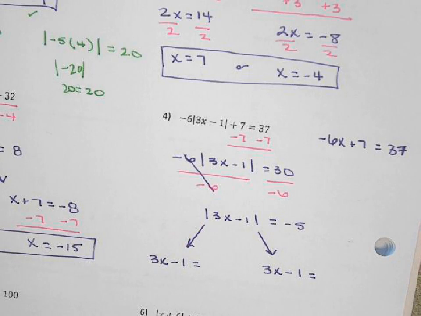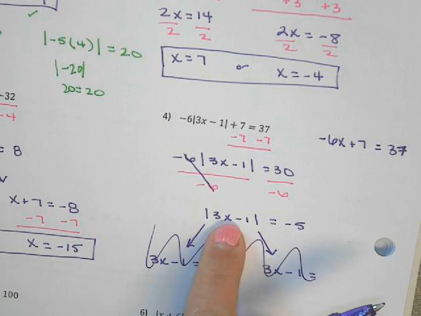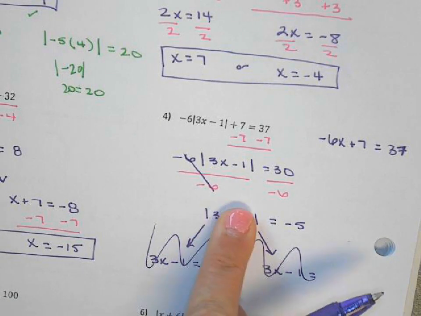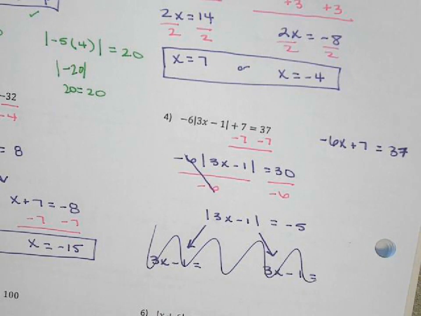Oh, wait a minute. I don't have to go any further. Why don't I have to go any further here? It's a negative. I don't need to worry about any of this because, whatever I plug in here, can I take the absolute value of it and get a negative number?